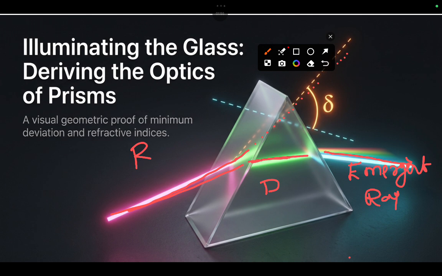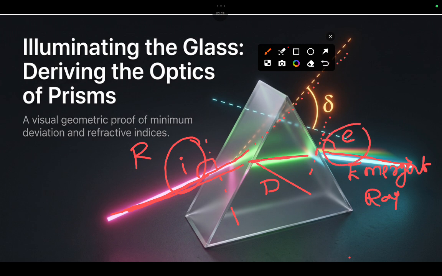So if you consider a normal, the incident ray makes an angle with the normal, that is called the incident angle. If you consider one more normal here, the emergent ray makes an angle with the normal, that is called angle of emergent. Incident angle, emergent angle. Let's see here what is meant by deviation.